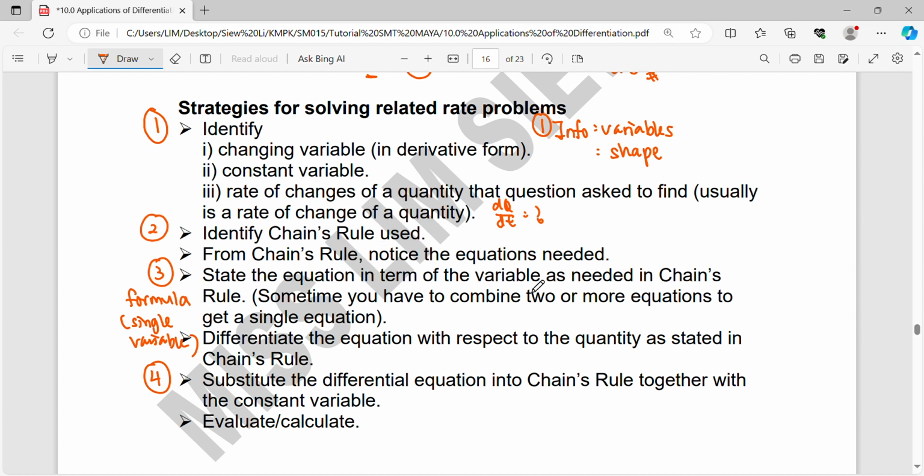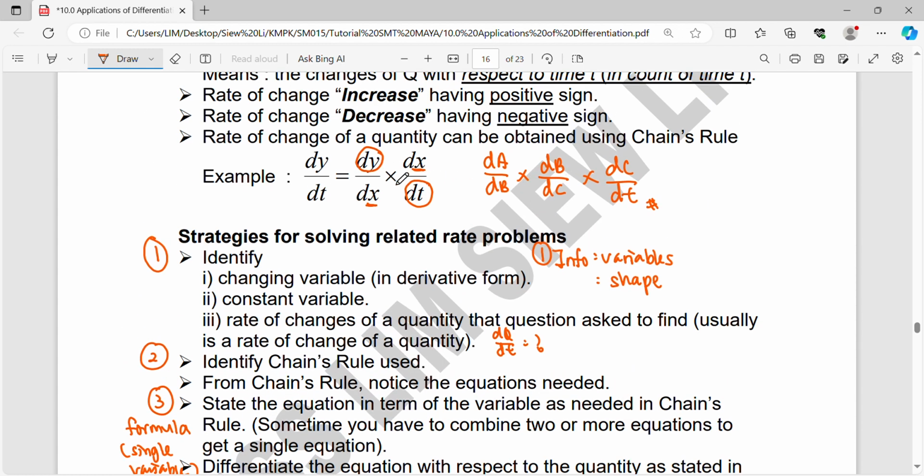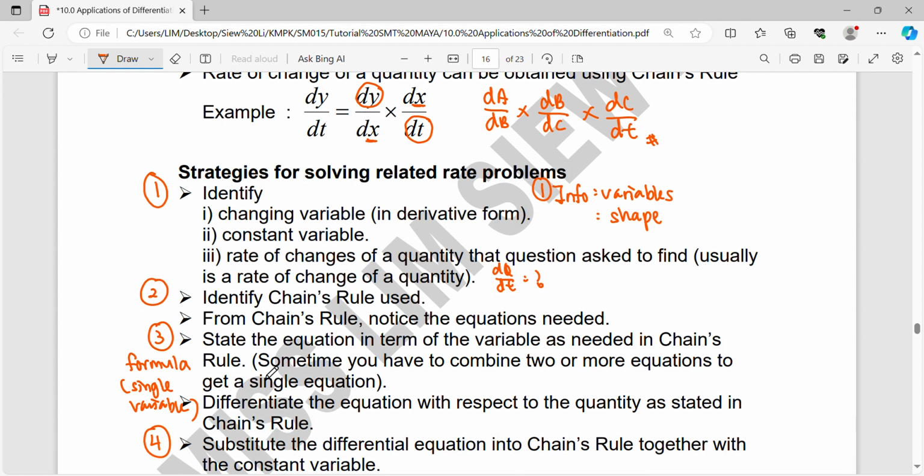We find the equations needed. Try to find the equation or use the formula in a single variable. Sometimes the equations in terms of the variables needed in the chain rule have to be combined. Sometimes we need two equations combined into one single equation. Then after we get the equation, we differentiate with respect to the quantity that we want in the chain rule. Let's say in the chain rule here we need dy/dx, so we differentiate y with respect to x. So our equation will be y in terms of x. So this is step 3, finding the equation.